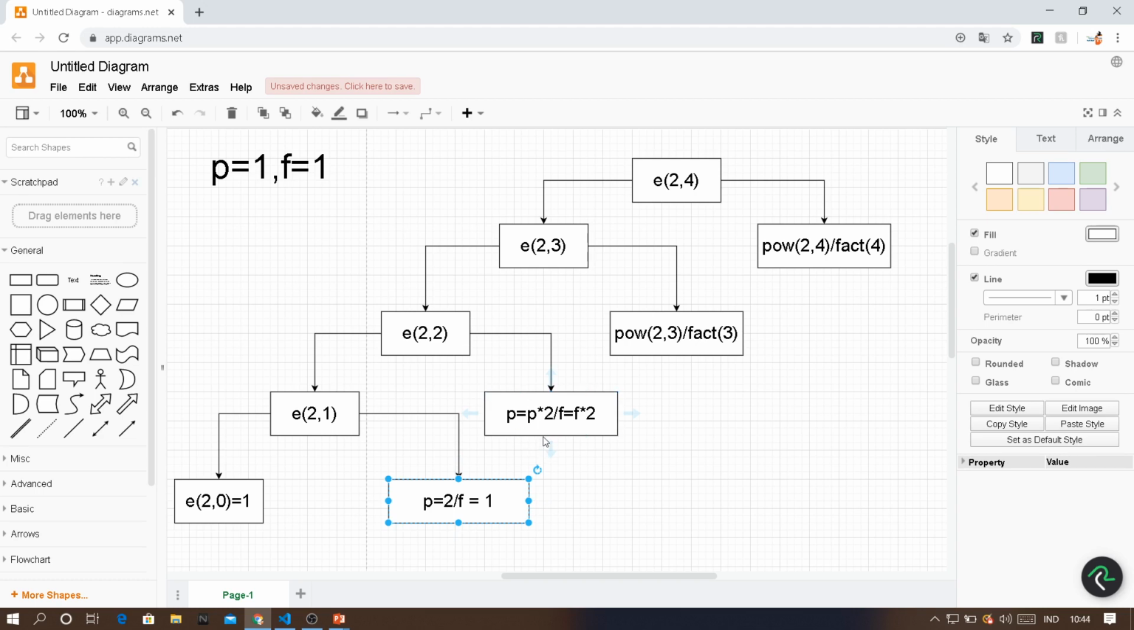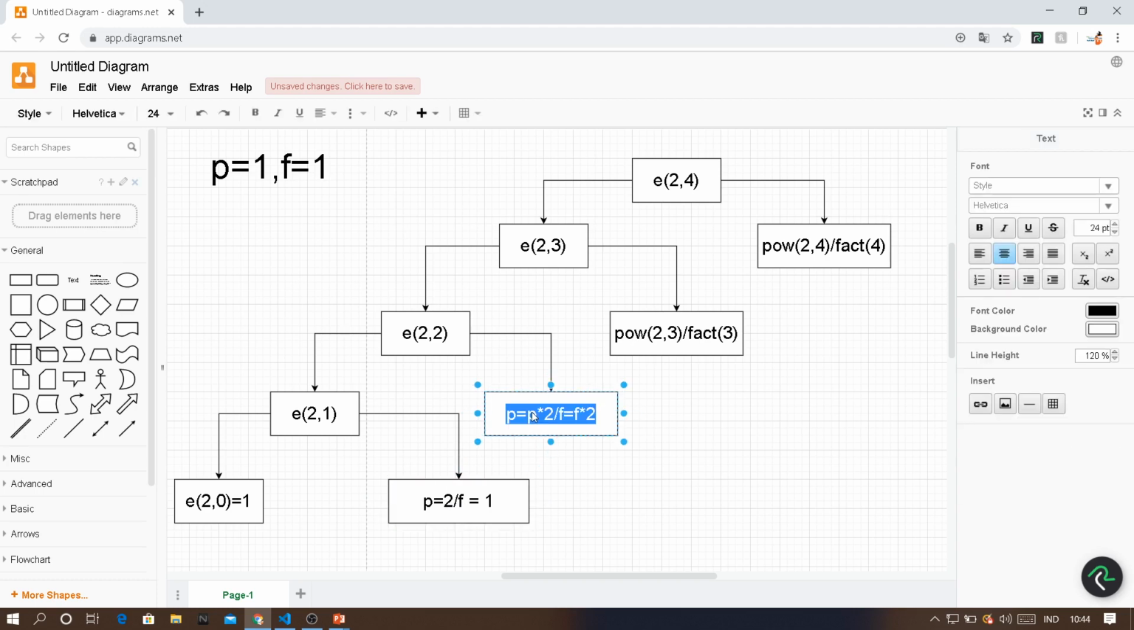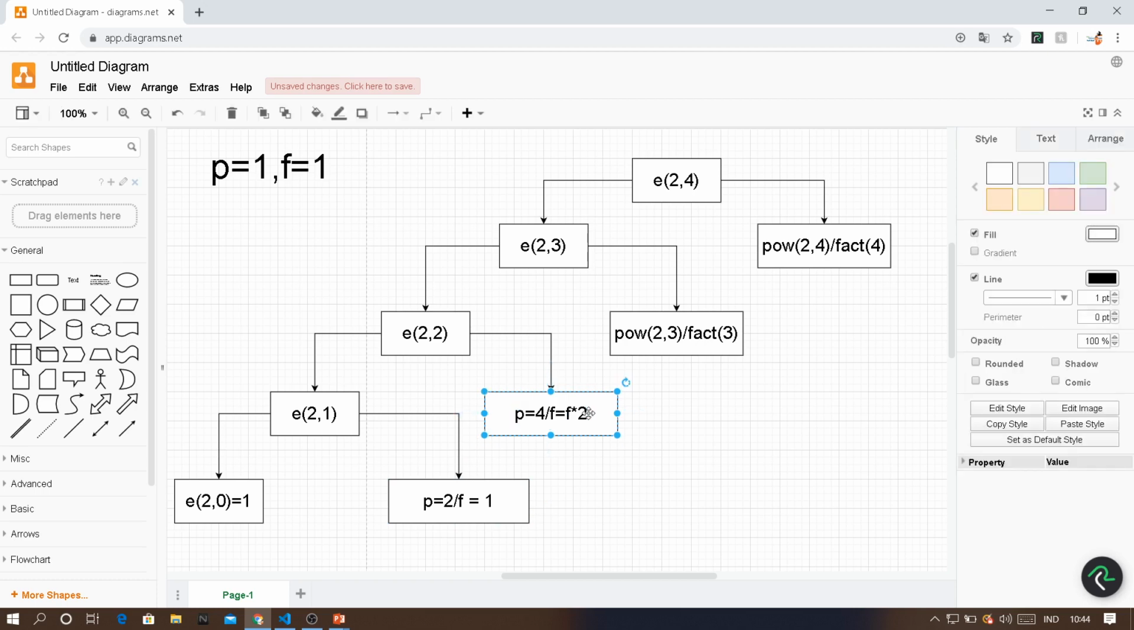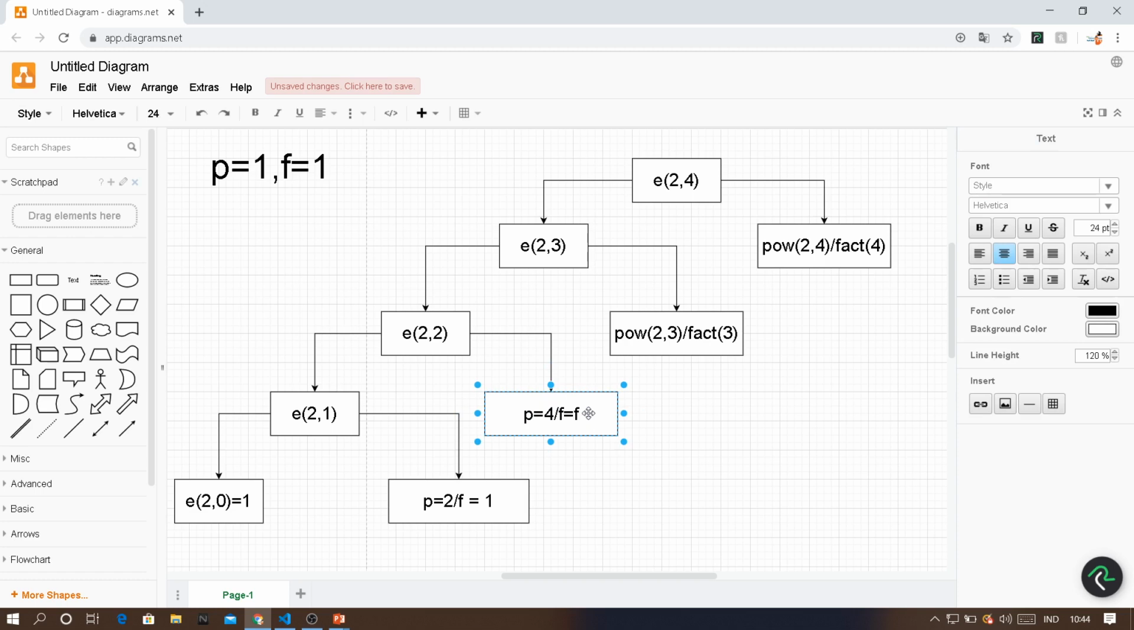So what is power of 2 comma 2? Already the p value was 2. So if you multiply again by 2, it will become 4. So now what is the present value of p? The present value of p is equal to 4. What is the present value of f? The existing value is 1. So 1 multiplied by 2 is 2. So the new f value will be equal to 2. Okay. So this is power of 2 comma 2 and this is factorial of 2.